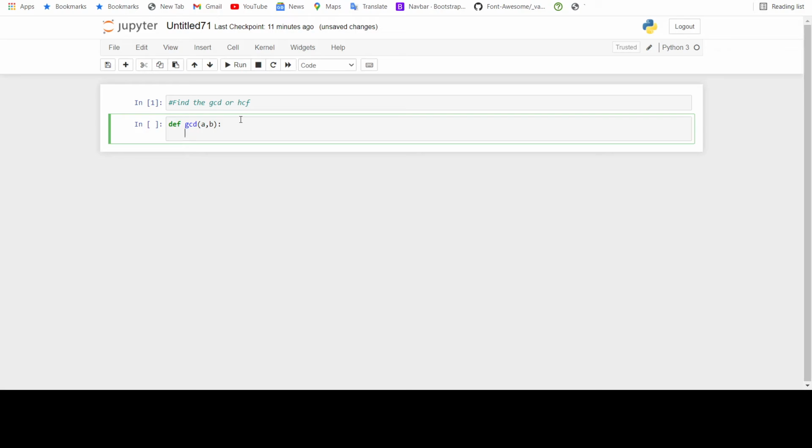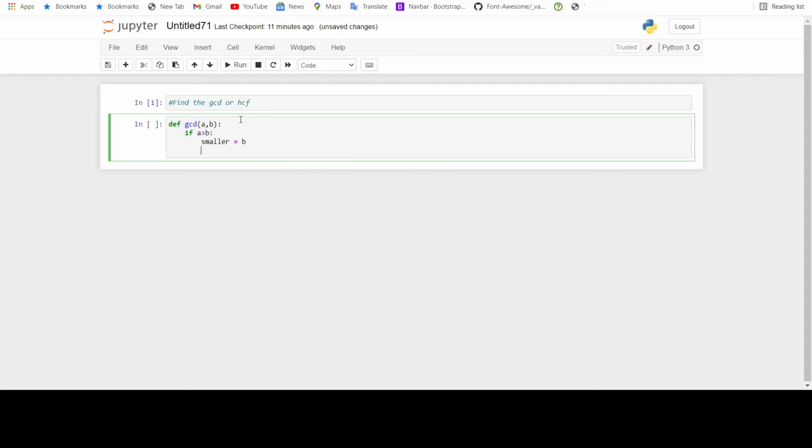So I am creating an if statement for checking which is the smallest number. If a is greater than b, obviously b is the smallest number, so I am storing the smaller value in a variable b. Else, automatically the smaller number is a.